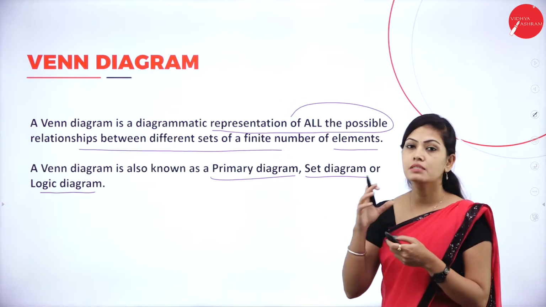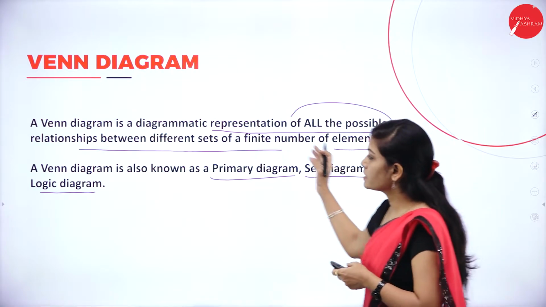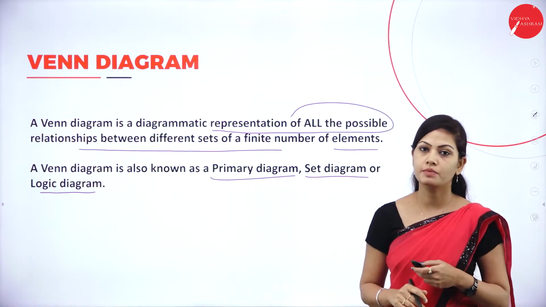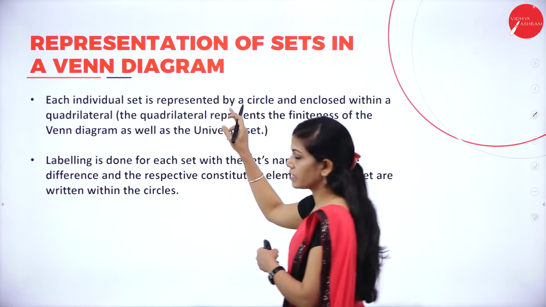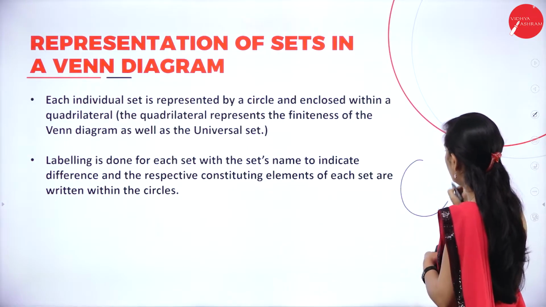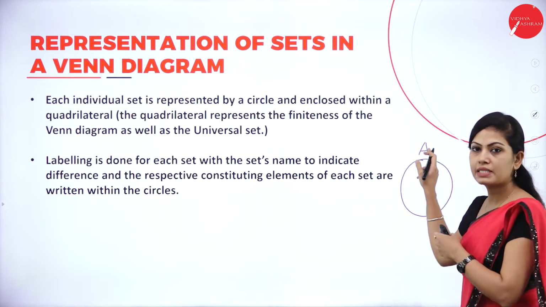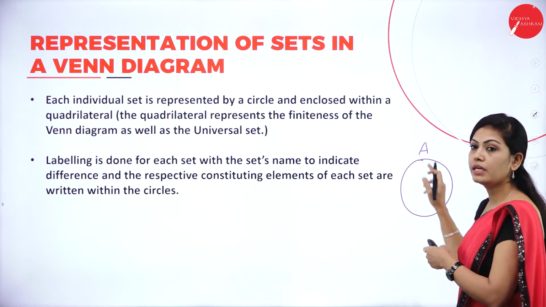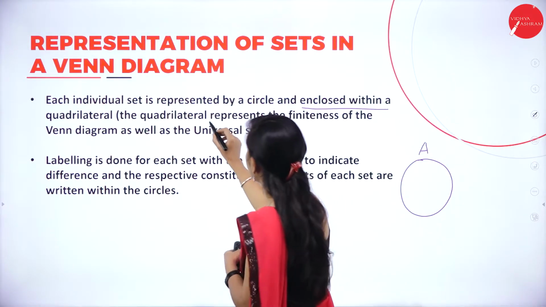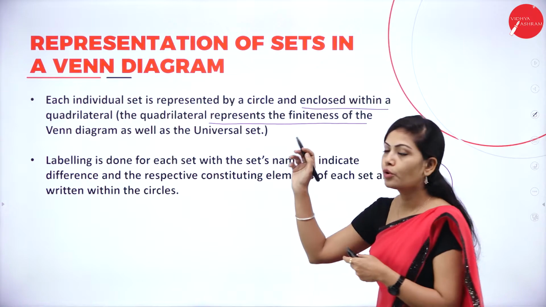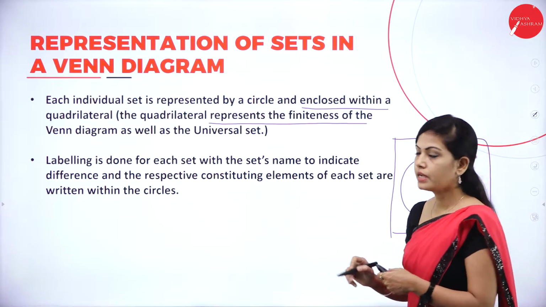So how will you represent the sets using the possible relationships between different sets? Let us understand the representation of sets. Each individual set is represented by a circle. For example, this is my set element A. It has to be represented in a circle and enclosed within a quadrilateral. That quadrilateral represents the finiteness of the Venn diagram. So each circle is enclosed by a quadrilateral, a rectangle.